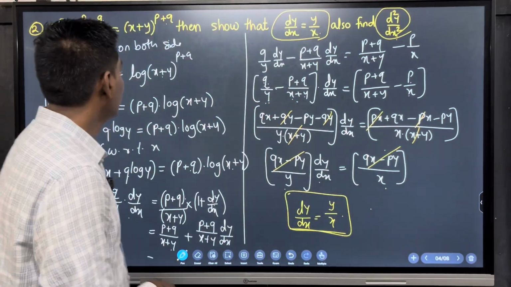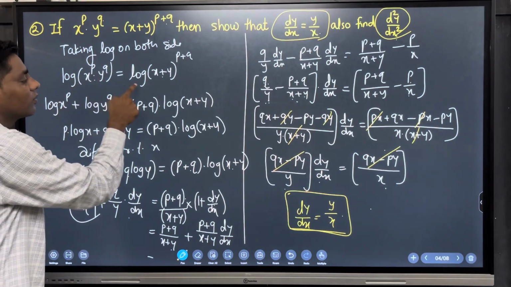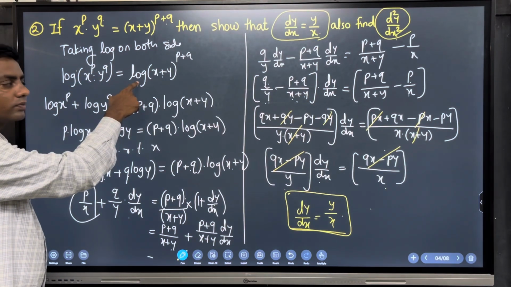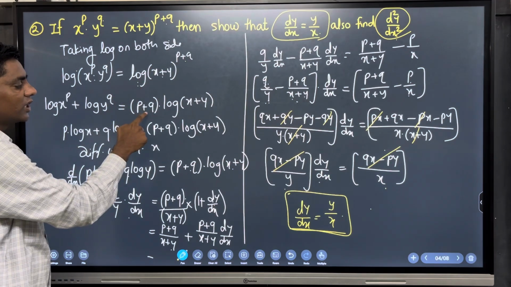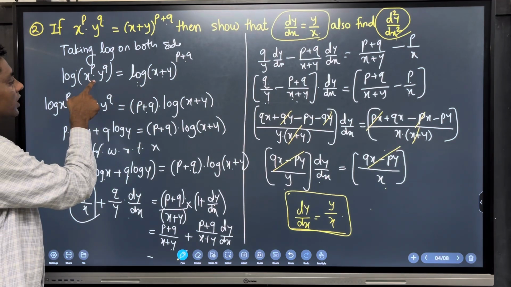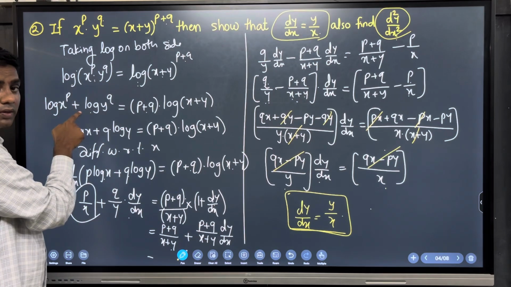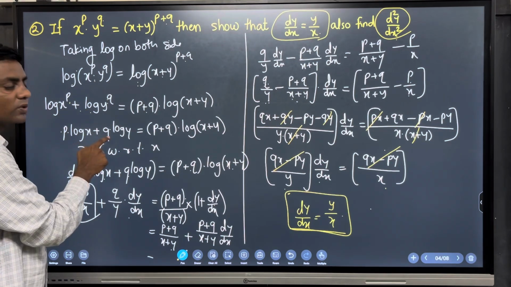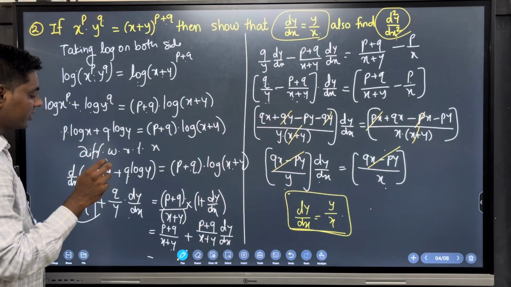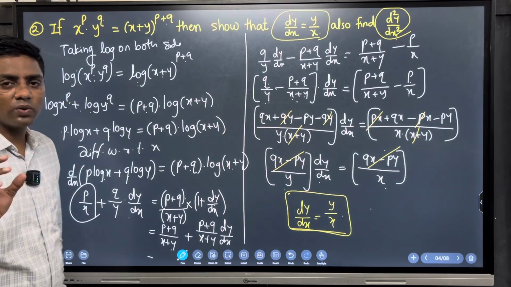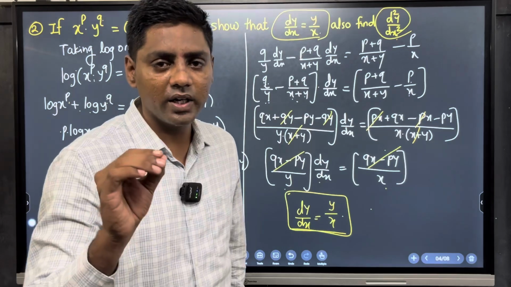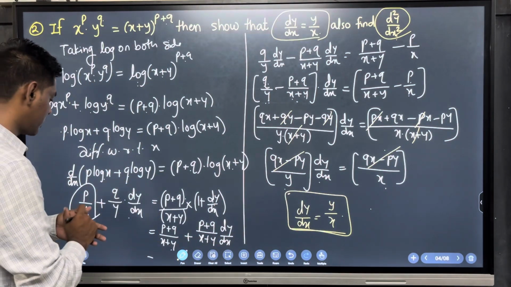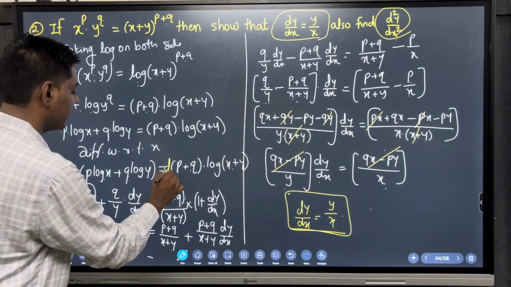Okay, simple. So I again repeat, a fast revision. Taking log both sides, the power becomes multiplication, the product becomes addition in log. Again taking log on both sides, again the exponential property, it goes to multiplication, and after that differentiate with respect to x. When we take the derivative, apply d by dx on both sides.